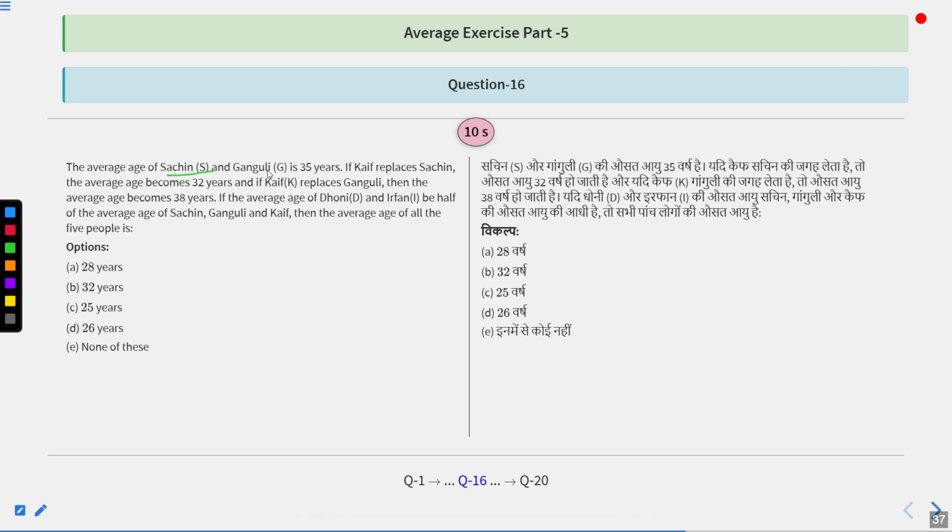The average age of Sachin and Ganguly is 35. If CAF replaces Sachin, the average age becomes 32 years. And if CAF replaces Ganguly, then the average becomes 38 years. If the average age of Dhoni and Irfan is half of the average of Sachin, Ganguly and CAF, then find the average age of all the 5 people. You have 5 options and 10 seconds to analyze the question. Your time starts now.